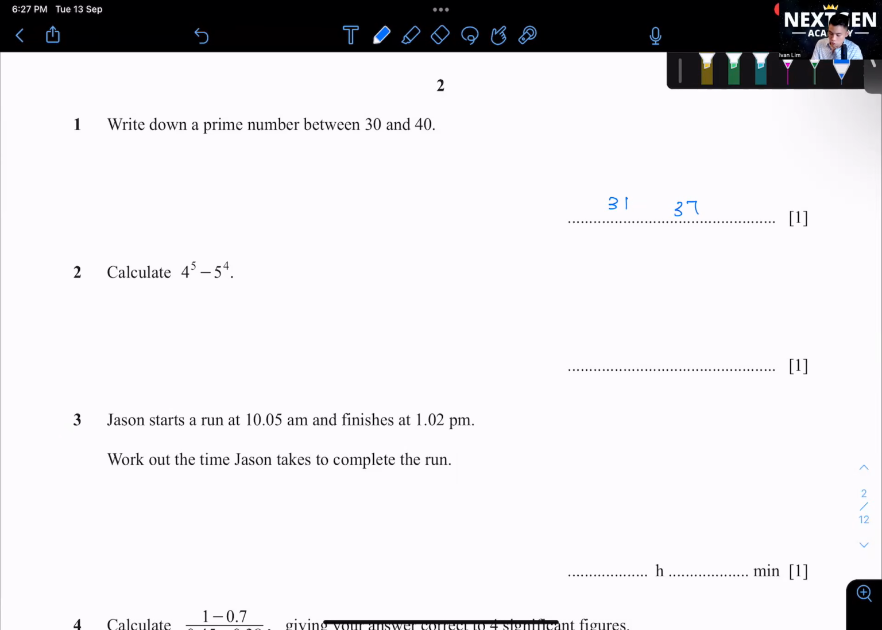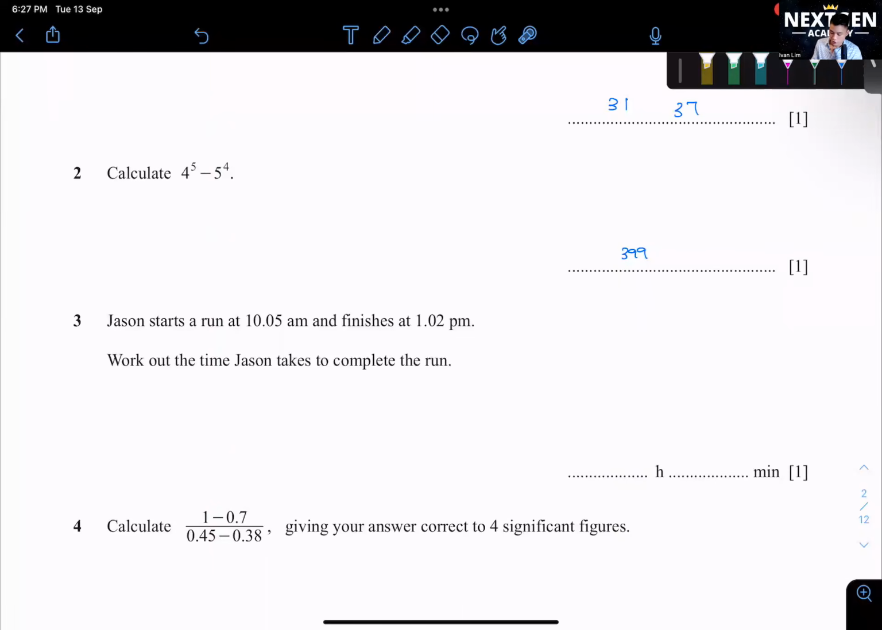Question 2: calculate 4 to the power of 5 minus 5 to the power of 4. This one, just type into your calculator. You get 399. Now, you all see the timer question, right? Almost every paper it comes out.